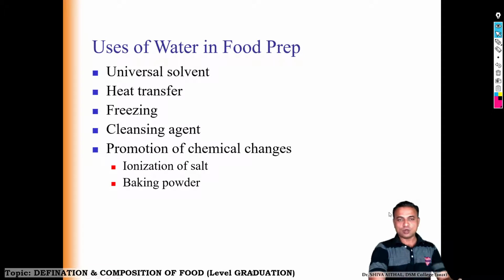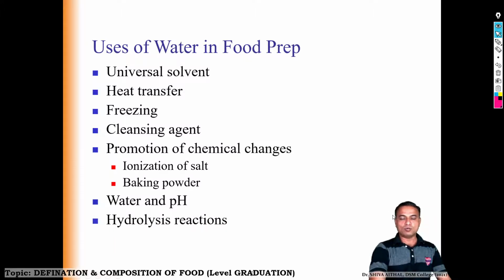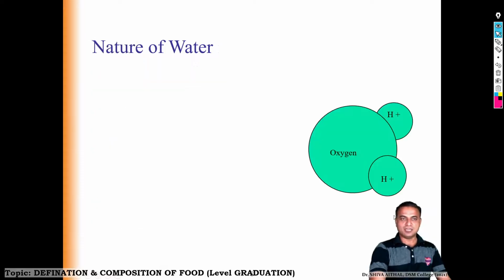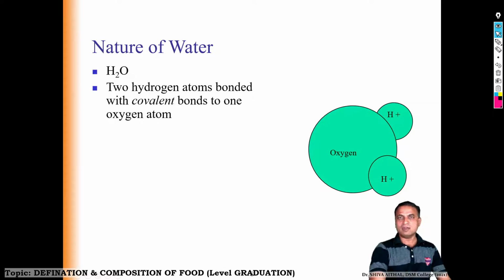Promotion of chemical changes is brought about very efficiently by water. Means if you add salt, baking powder in water, the chemical changes which water can, I can use a word catalyze, that's not the proper word, but it mediates the process. It promotes the chemical changes very efficiently, and thus it can also be responsible for the pH of the food, which is a second important point. And water, as you know very well, is very important in hydrolysis reactions. The nature of water, chemistry of water, you know very well. I will not dwell into detail.